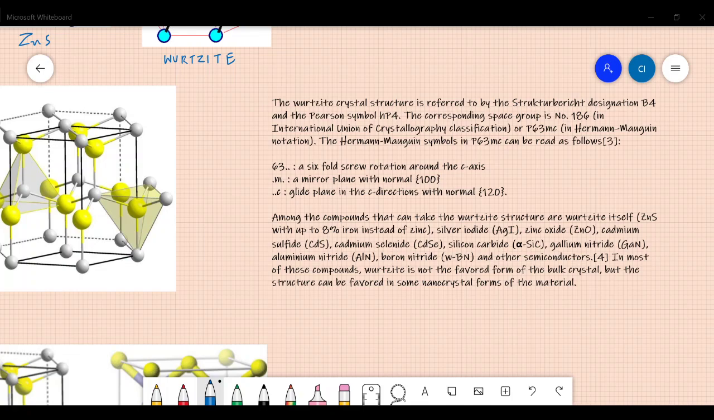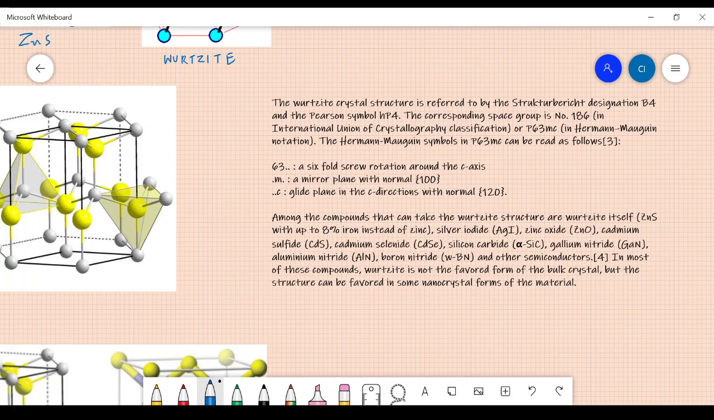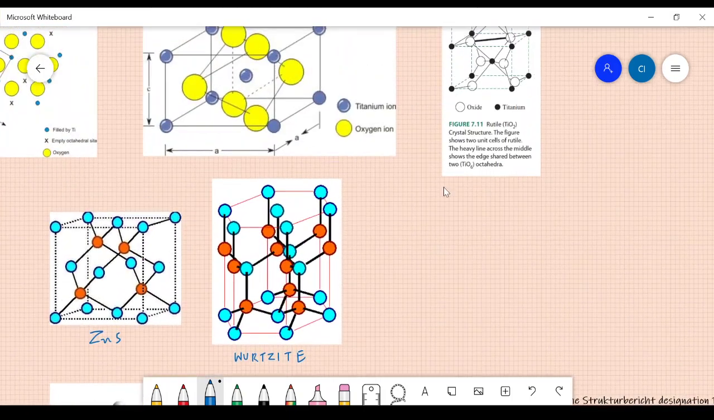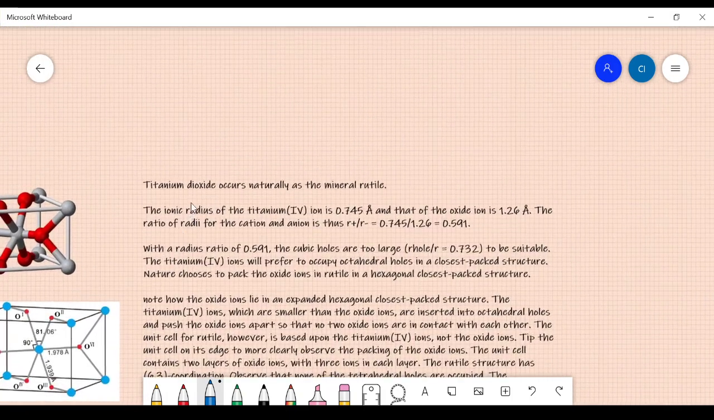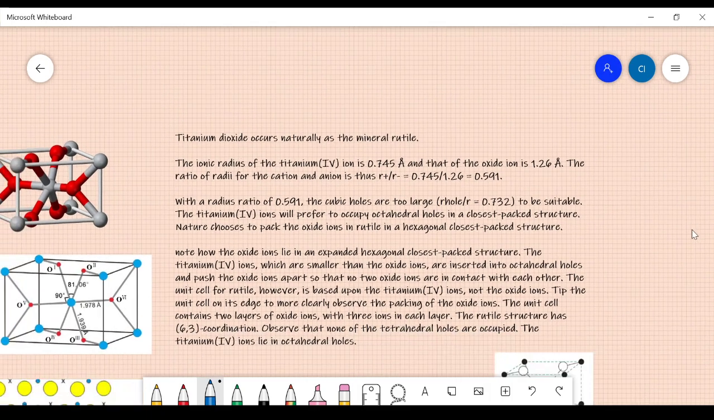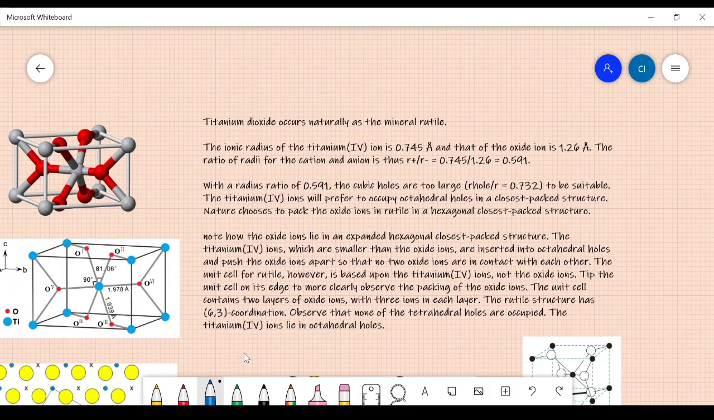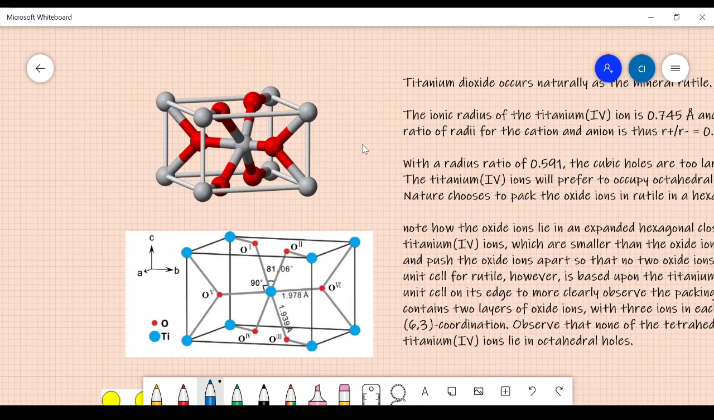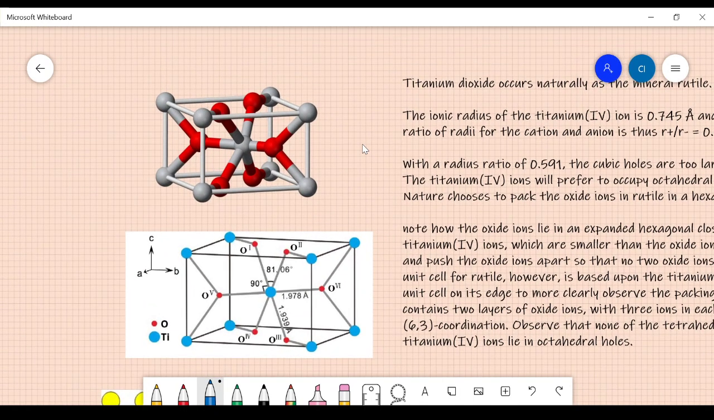Okay, in the previous sessions we have seen the fluoride and anti-fluoride structure, and that was the simple difference of exchange of cations and anions from fluoride to anti-fluoride structure. And here we are going to see the rutile structure, R-U-T-I-L-E, rutile structure. And you can see how the box is represented.